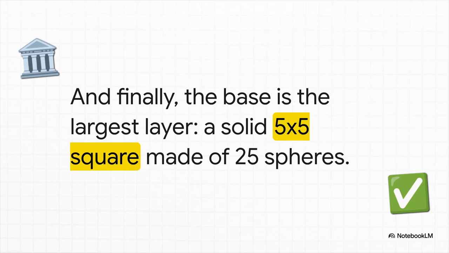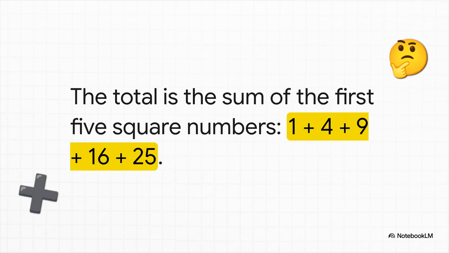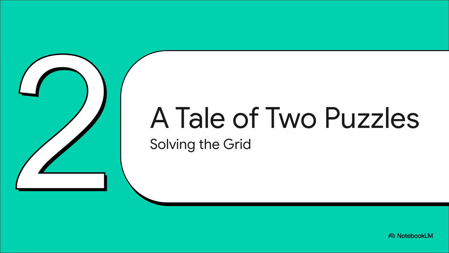And finally, the base, the biggest layer of our pyramid, is a solid 5x5 square, and that's made of 25 spheres. So to get the total, we just need to add up those first 5 square numbers. 1 plus 4 plus 9 plus 16 plus 25. But let's put a pin in that for just a second and switch gears to our second puzzle. All right, now for the grid.